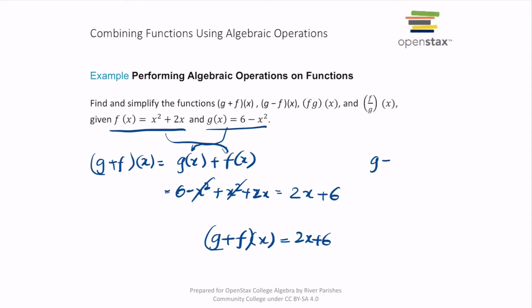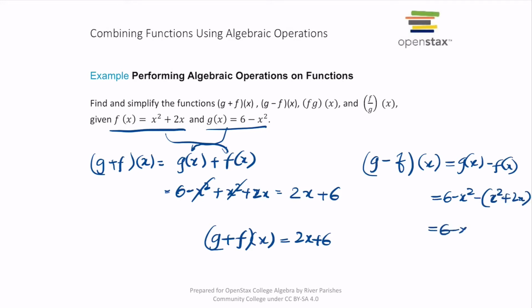Next you have (g minus f)(x). So that becomes g(x) minus f(x). Remember to always use the correct order. So you have 6 minus x square minus (x square plus 2x). You have 6 minus x square minus x square minus 2x. So it becomes minus 2x square minus 2x plus 6. So this is the value for (g minus f)(x).